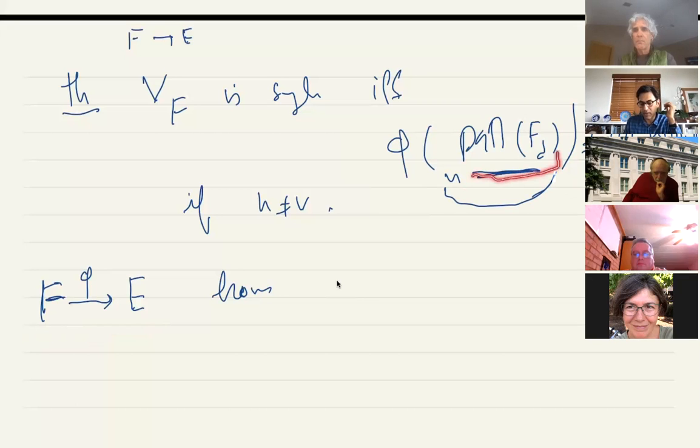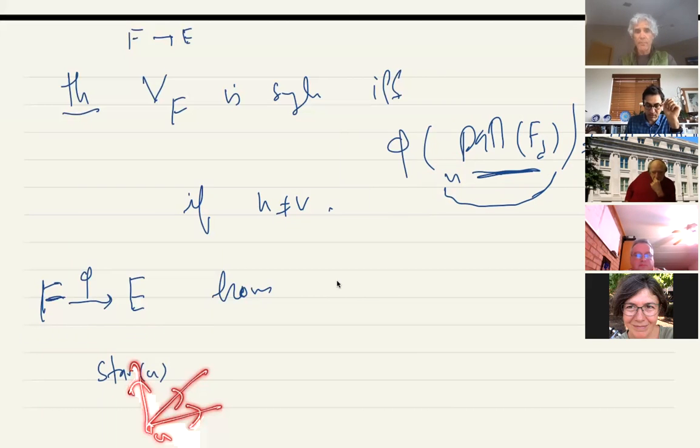So I don't have to write this. This is just all the morphisms of the category. And U, that means all the morphisms starting from U. There is a notion for this in category theory. It's called the star of U. This is all the morphisms starting from U, and it makes sense, like it creates a star.